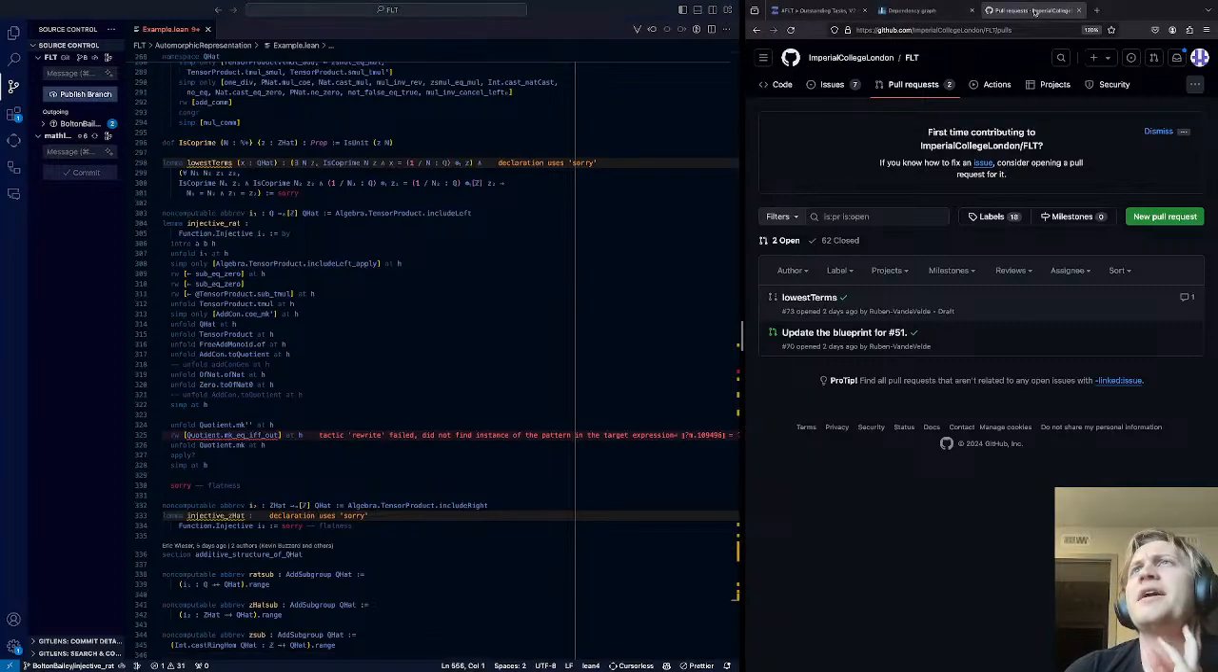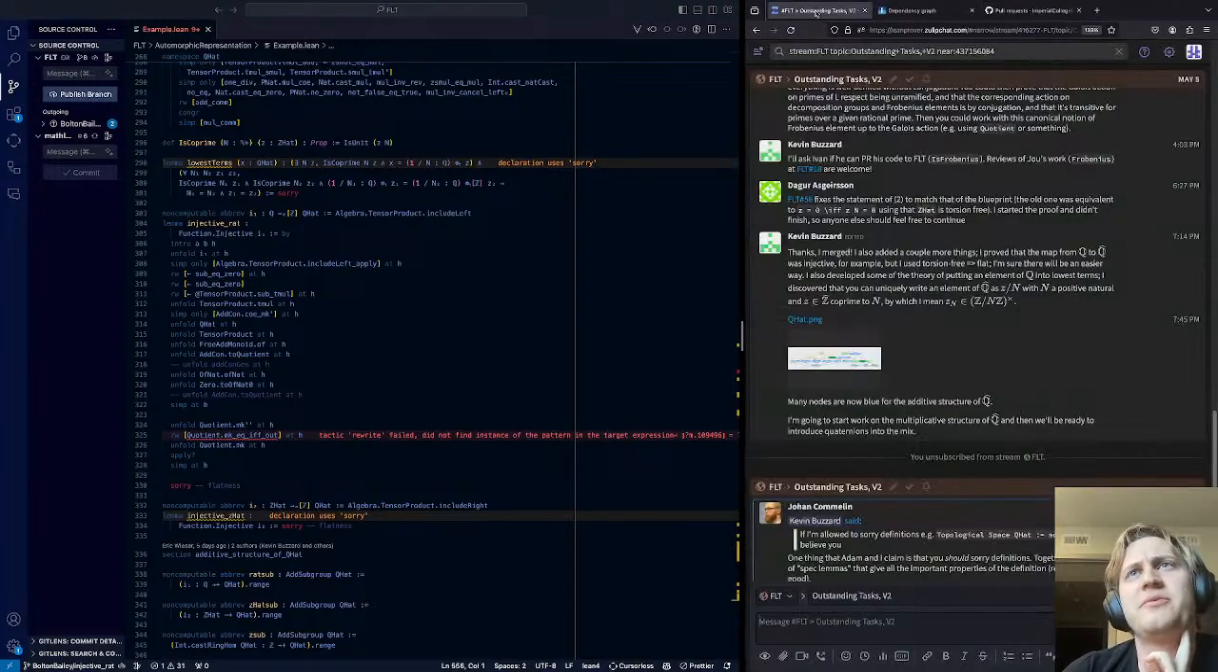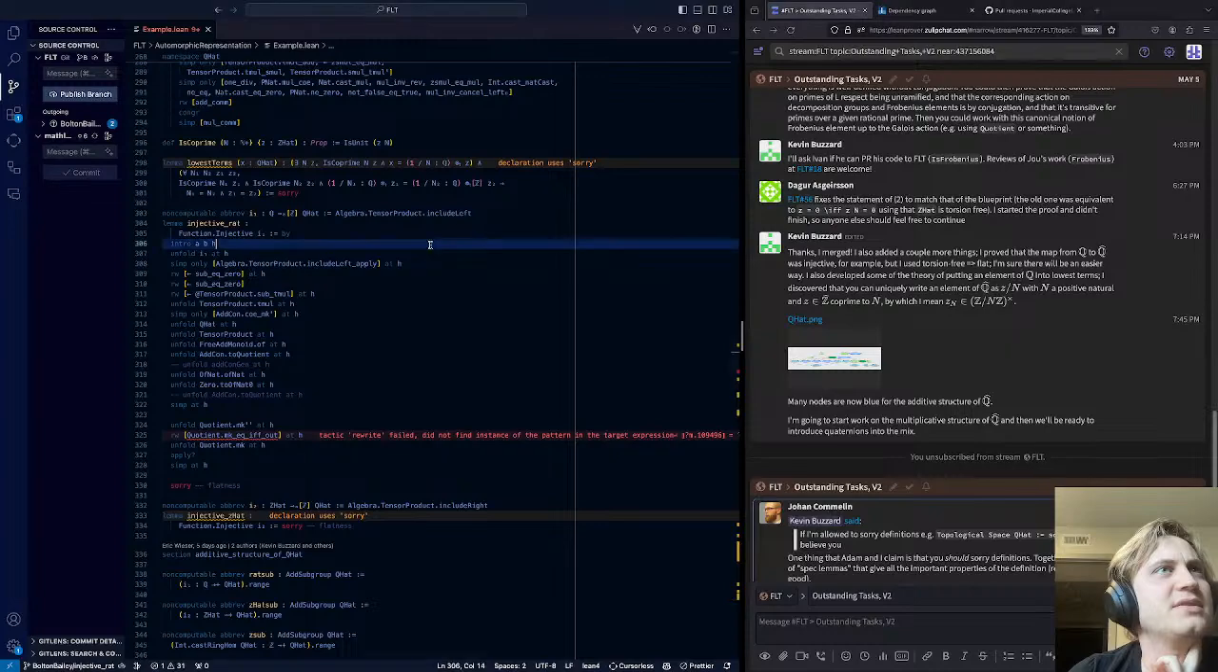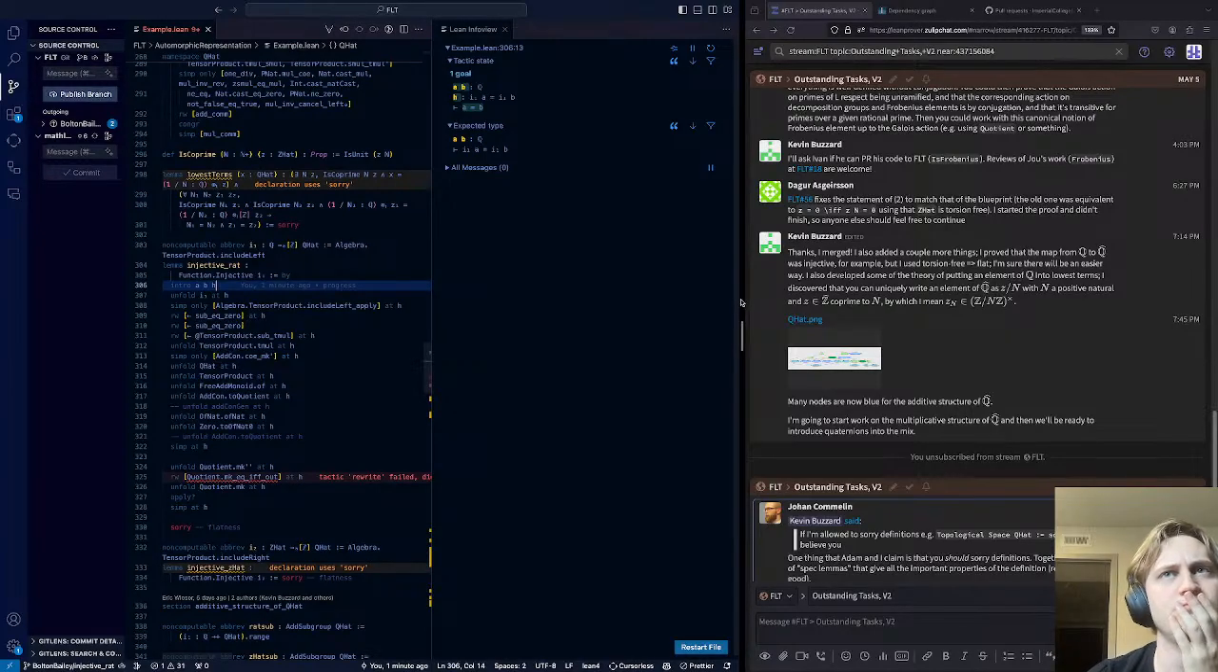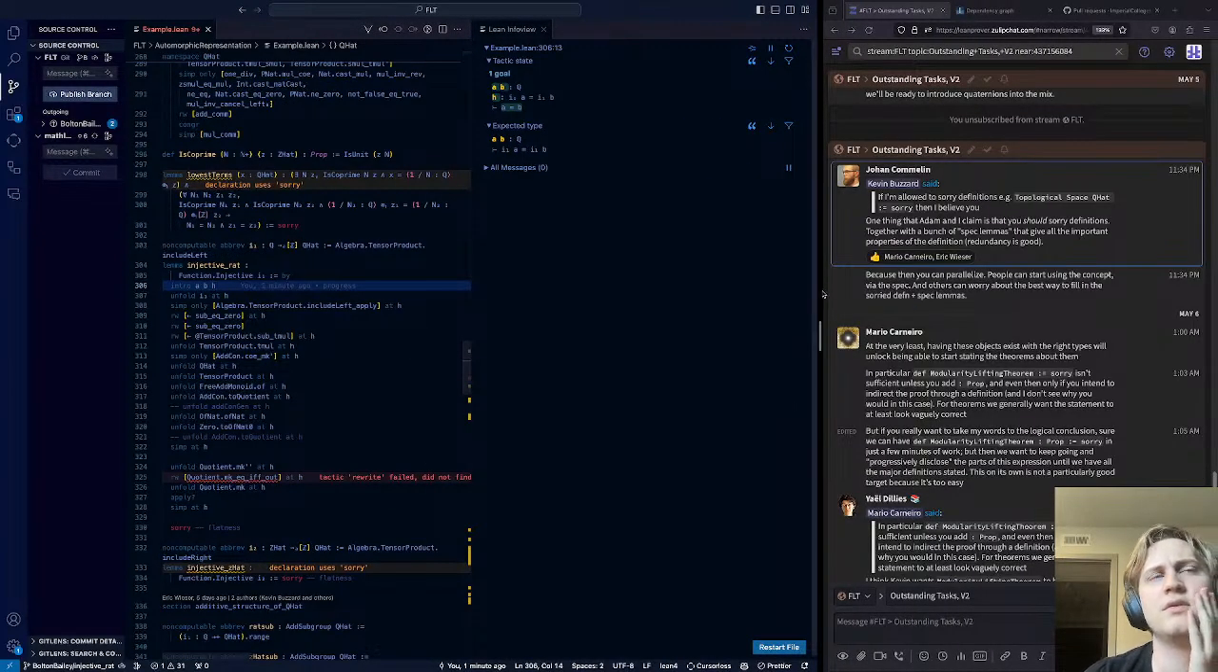So maybe I should go and try and figure out what the actual mathematical justification is for this thing I was doing. So what is the thing that I have here? Let me produce this. So the theorem is this. This I1 is injective. So the first thing you do is you introduce a bunch of variables, and what you're trying to prove is that I1 of A equals I1 of B implies A equals B, right?